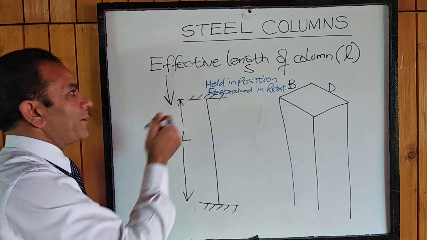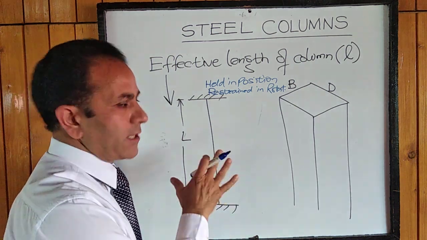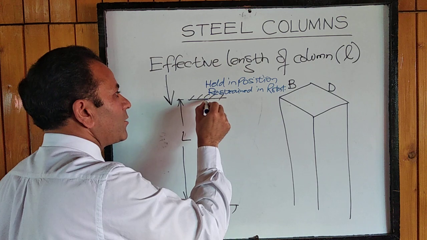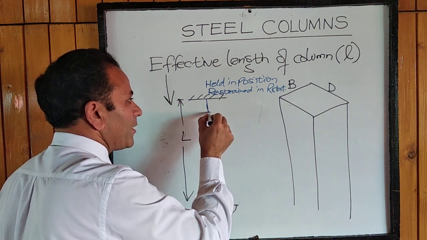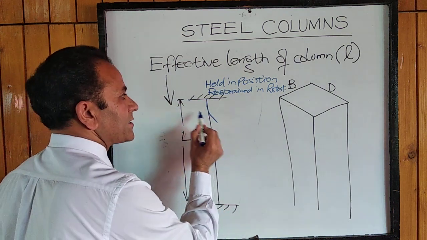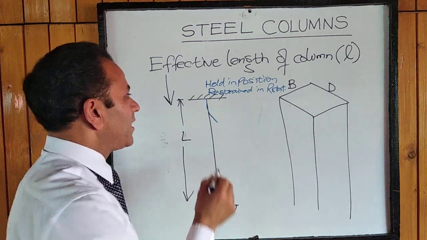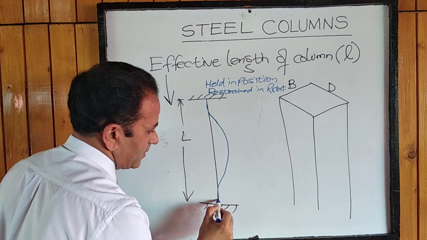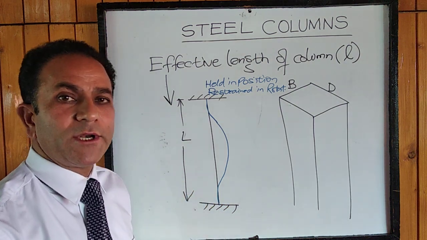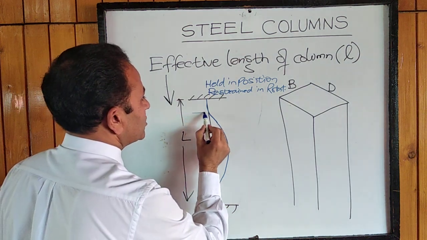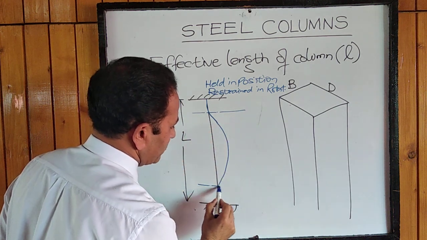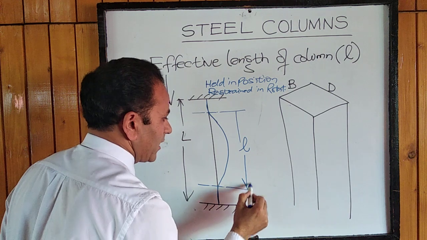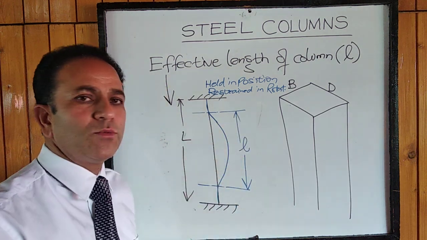or not. For example, if the ends are held in position and restrained in rotation, then the zero bending moment will start from a certain distance from the fixed end, and it will terminate somewhere here. This will be the bending moment diagram for the column, and the corresponding zero bending moment points will be these, and the effective length of the column will be in between these 2 points.